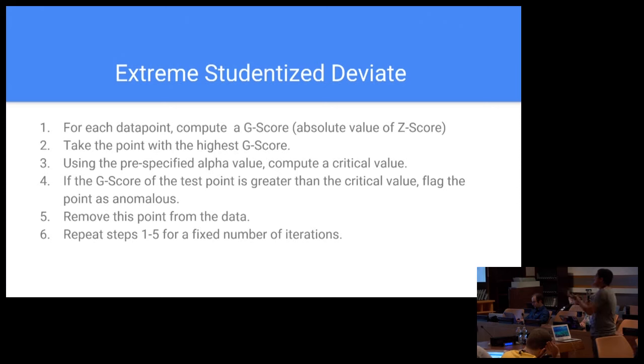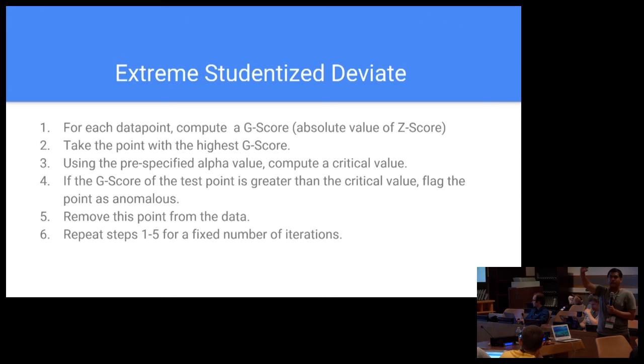Regardless of whether it's flagged as anomalous or not, you remove it from the data set. And you repeat steps 1 through 5 for the number of anomalies you're looking for. So if you're looking for 10 anomalies maximum, you do this 10 times. What this does is find the most extreme point, test it, and see if it's anomalous compared to what you statistically expect. If it is, flag it and remove it. If it's not, just remove it.